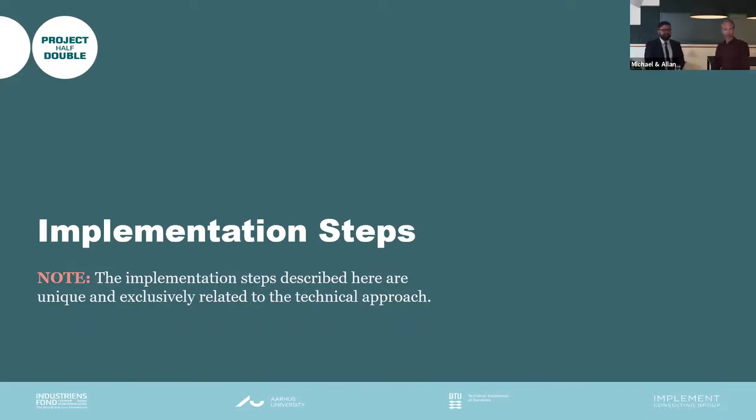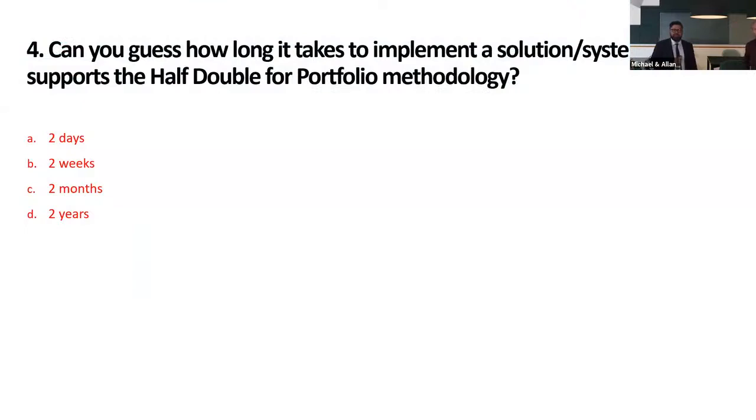Okay, that is super. The rest of the questions will be more related to some of the things that I'll be addressing, but do you have more you would like to say right now? I think that's most of it. I have one last question to everyone, which I think is quite interesting. Can you guess how long it takes to implement a solution or system that supports the half-double for portfolio methodology? That's my last poll, because I'm quite curious, and I'm pretty sure you guys are also curious how long it takes to implement the solution.